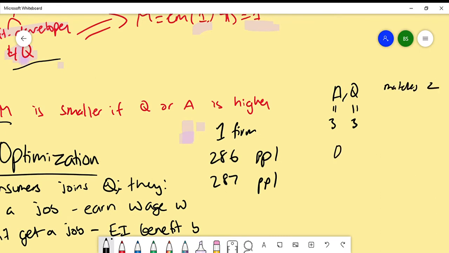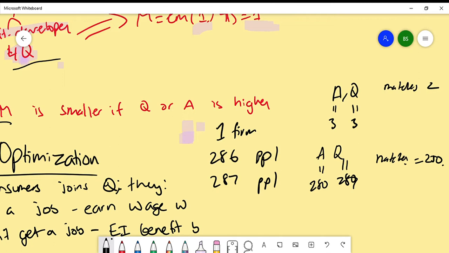Let's say A equals 280, Q equals 287, and matches equals, I don't know, 250. And then let's say the increase in M is smaller if Q or A is higher. Okay, they mean the increase in M. It's like a little marginal product.